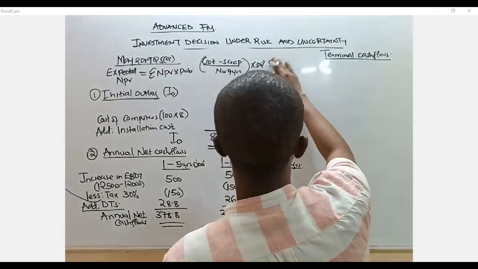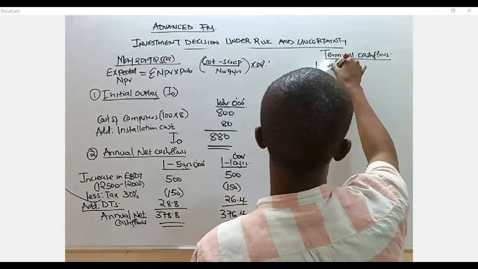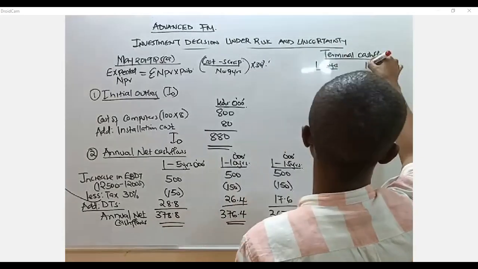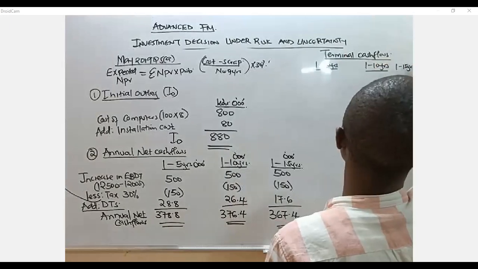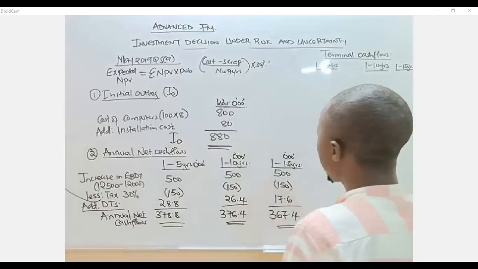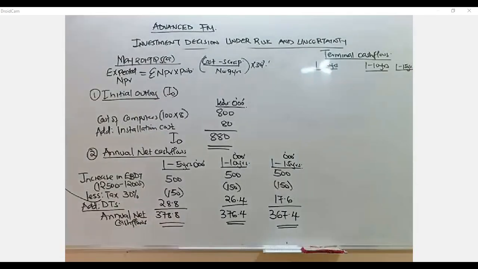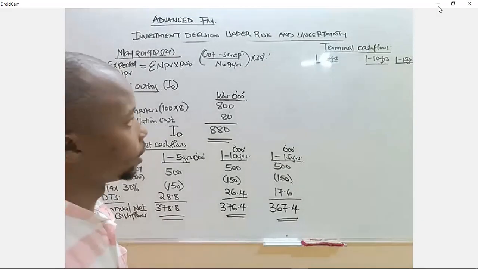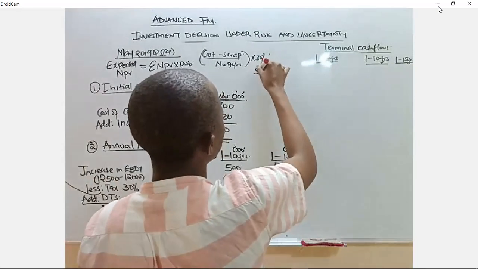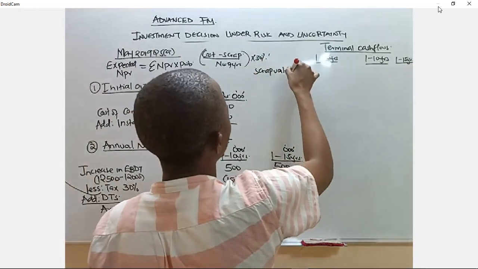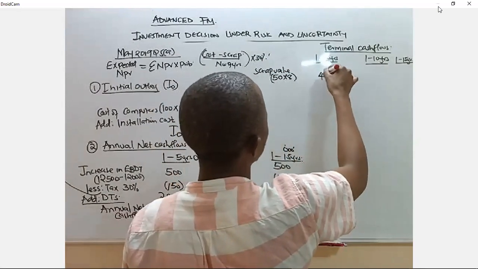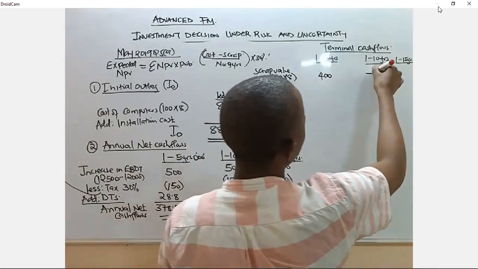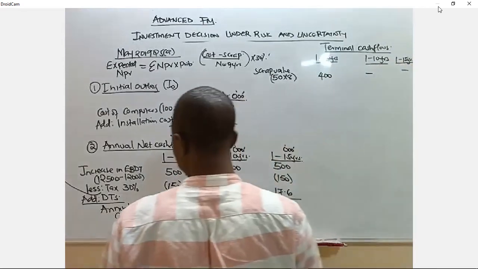Before we go there, we are analyzing 1 to 5 years. We have 1 to 10 years, then we have 1 to 15 years. So let's start with the 1 to 5. We were told the scrap value will be 50 times 8 machines, getting 400 here. But for the other ones, we were told they don't have a resale value.